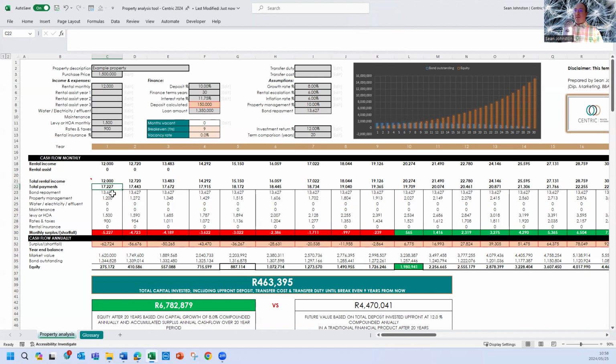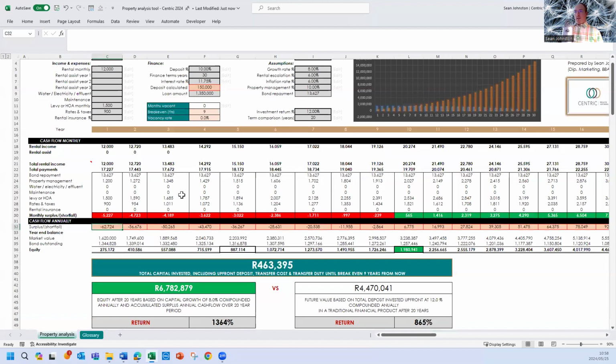The total payments are 17,000, which is summing up your bond, which you've already calculated on 30 years, and your property management, which we've calculated as 10%. So 10% of 12,000 is 1,200. Your levy is 1,500 and your rates are 900. So taking your income minus your expenses, this investor is expecting to have a shortfall of 5,227 Rand per month.